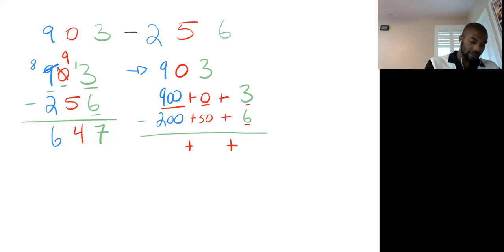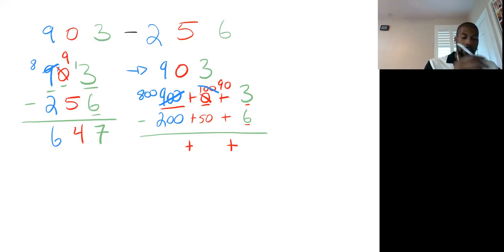Yes, I can borrow 100, which leaves me with 800. I'm going to transfer that 100 I borrowed to this 0. So that means 0 plus 100 is 100. And then I'm going to borrow a 10 from this 100 that I just got. And that's going to give me down to 90. I should write that in red. It's going to borrow me down to a 90.